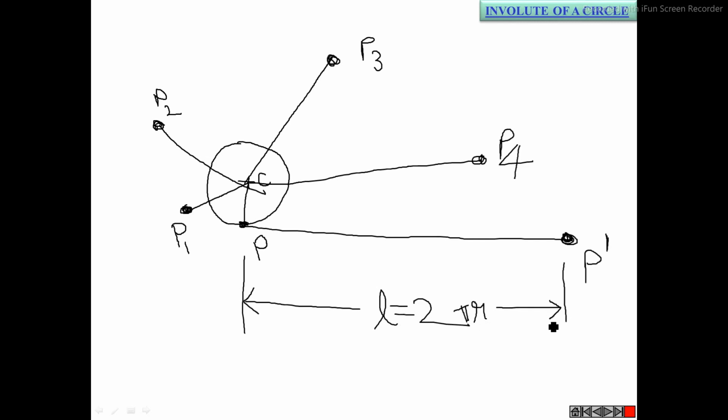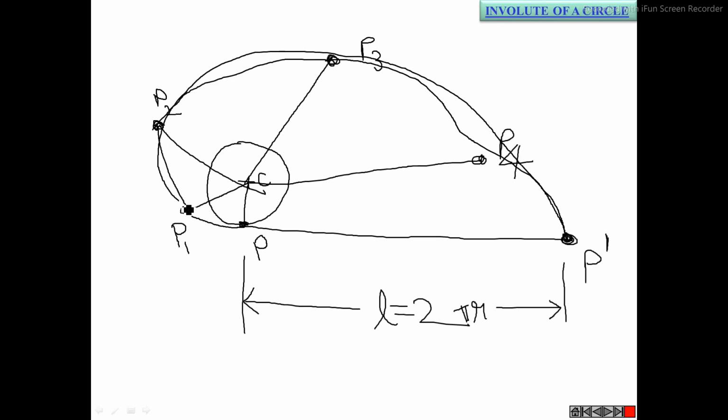Yes, sir. So if you do this process, you are getting different locus end points of the thread. One end point is P, another is P1, another is P2, and so on till P dash. If you join all these locus points, P to P1, then P1 to P2, P2 to P3, P3 to P4, P4 to P5, you will get a curve somewhat like this. And this curve is known as your involute profile. Is it clear?